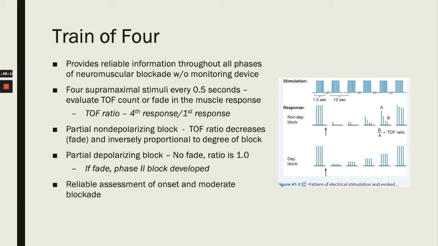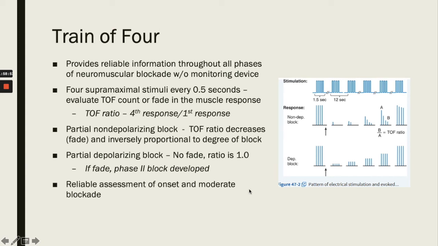It gives out 4 supermaximal stimuli every 0.5 seconds, and we evaluate the train of 4 count or fade in the muscle response. So we also look at a train of 4 ratio. That's dividing the fourth response by the first response. The first response is typically going to be the higher response in the train of 4, with the fourth response being the lowest. Like you see in the picture, you would divide the fourth response, which is B, by the first response, and that gives you your ratio.